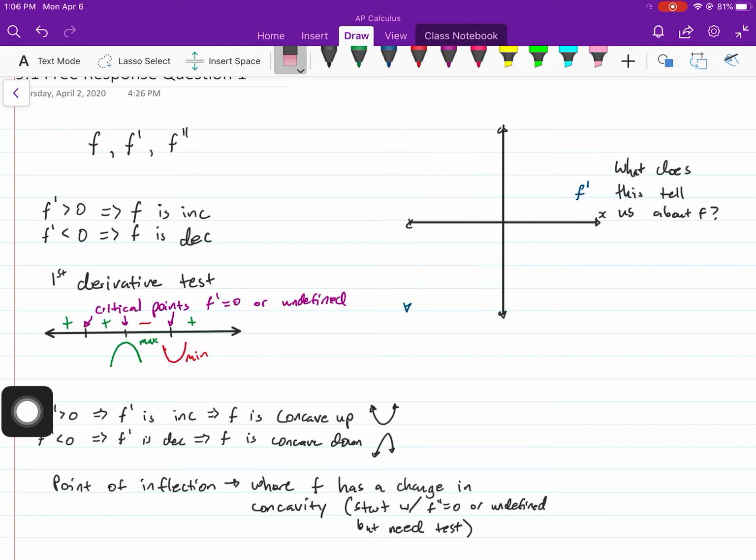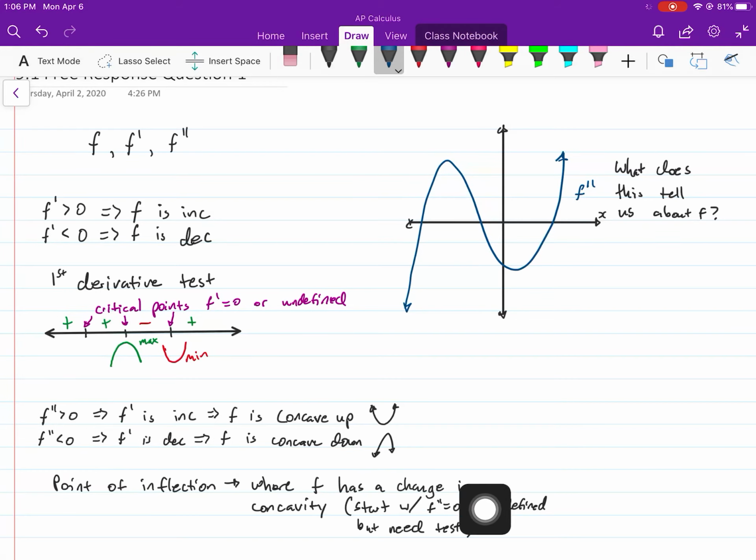If they give us the graph of the second derivative, let's just say this is the same graph, and this is f double prime. So what does this tell us about f? Well, we really only can get points of inflection or concavity from this. We got to be careful there.